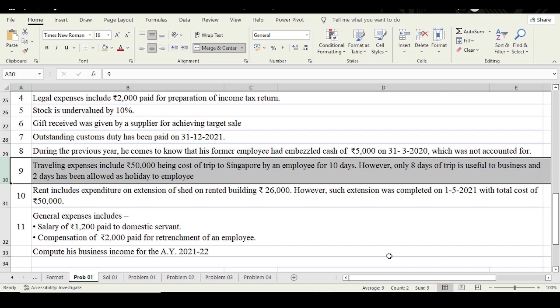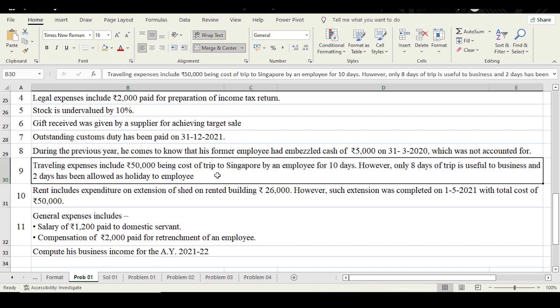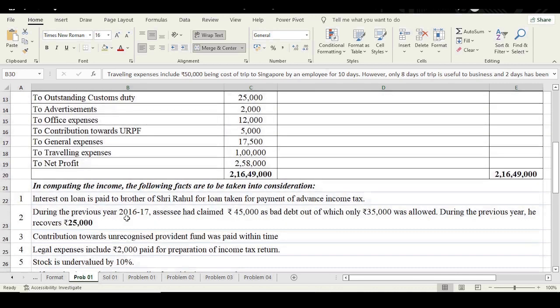This is because the number of days it was decided was 10 days and 50,000 was given to him, but he has finished his trip by 8 days, which was for business, and the 2 days he is staying as a holiday, and it has been allowed as holiday by the employer. As such, it will be treated as staff welfare expenditure. Okay, since it is treated as staff welfare expenditure, it will be an allowed expenditure, even though those 2 days were not for business related.